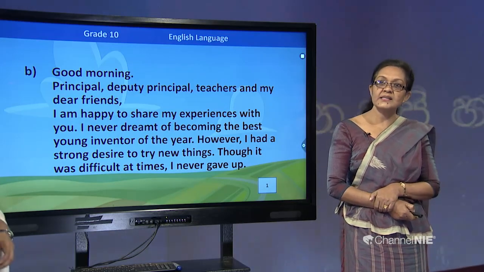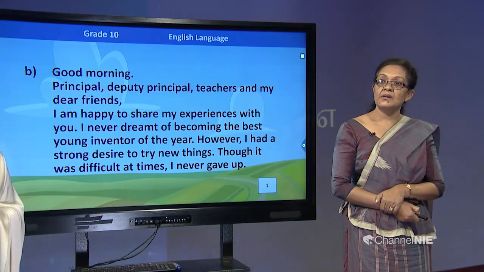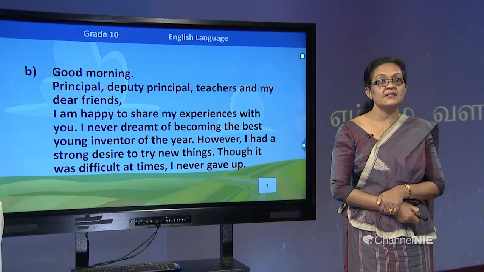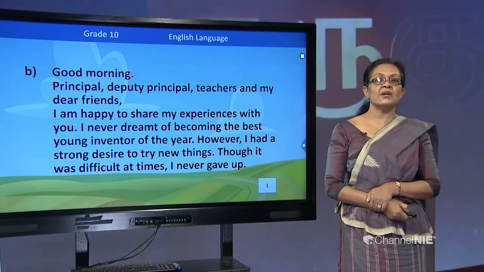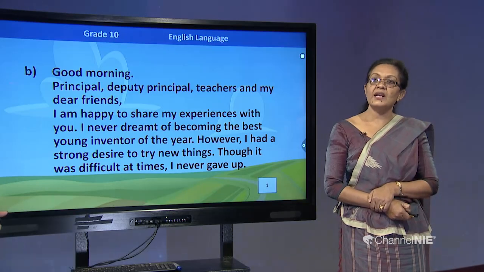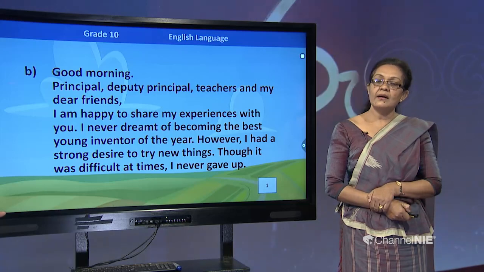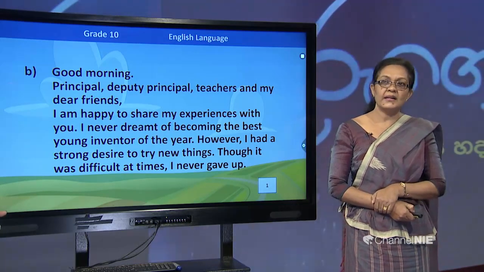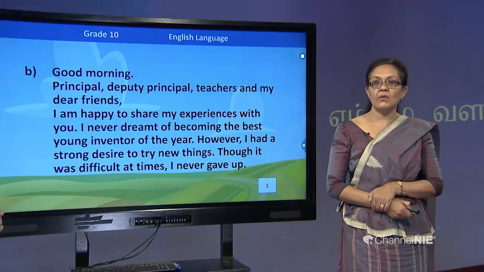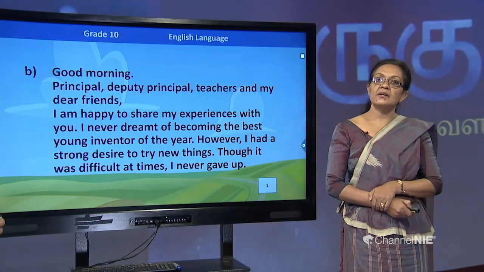Right. So what is the second sentence? Principal, deputy principal, teachers and my dear friends. What is that? Salutation. So taking permission from the audience. So you definitely know that this might have been a speech delivered at the morning assembly, most probably, right? Then the speaker comes to the introduction.